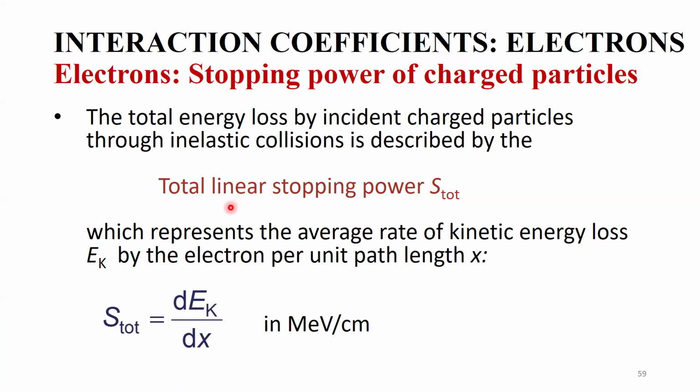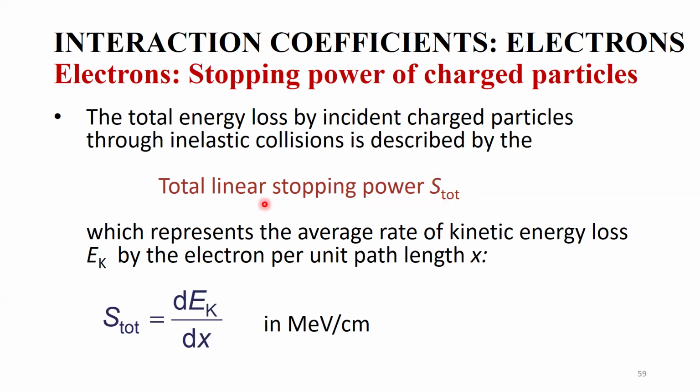So this is concerning the stopping power of charged particles, like the electron. Electron is a charged particle. The rate at which this electron loses kinetic energy as it moves through the medium, this is known as stopping power. We have what's called the total linear stopping power, S total.